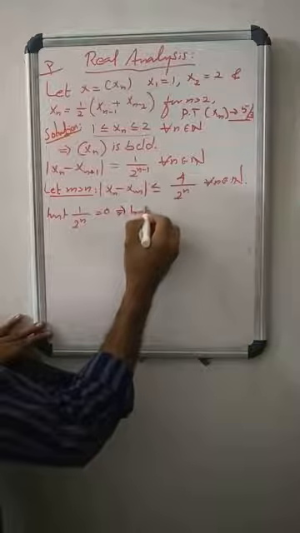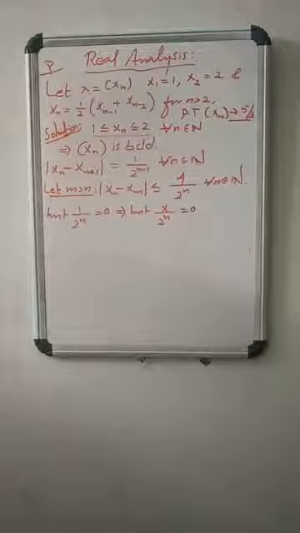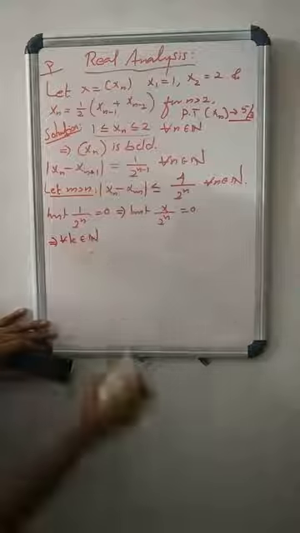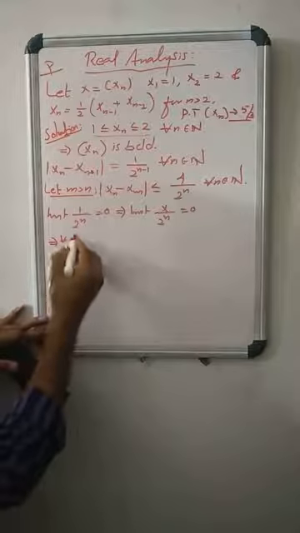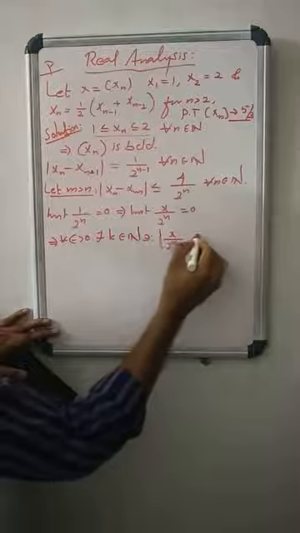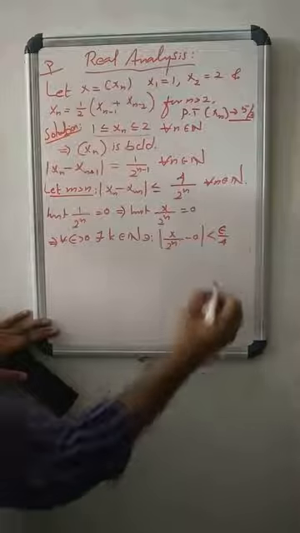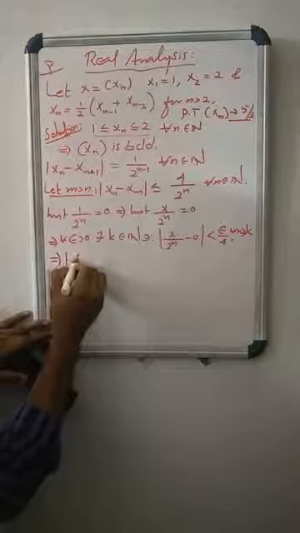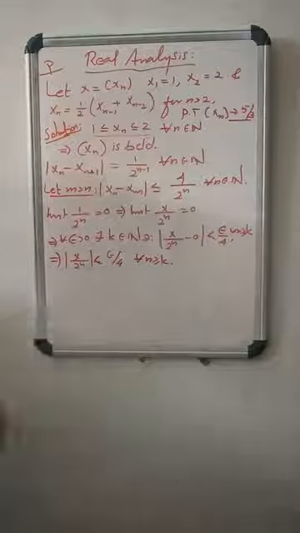Limit 1 by 2 power n equals 0, so what about the limit of x power 2 power n? It is also 0. By the definition of this limit, for all epsilon positive, there exists k in N such that modulus of x by 2 power n minus 0 is strictly less than epsilon. Here for convenience we take epsilon by 4, for all n greater than or equal to k.